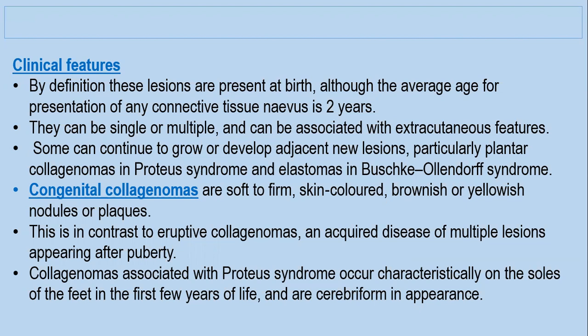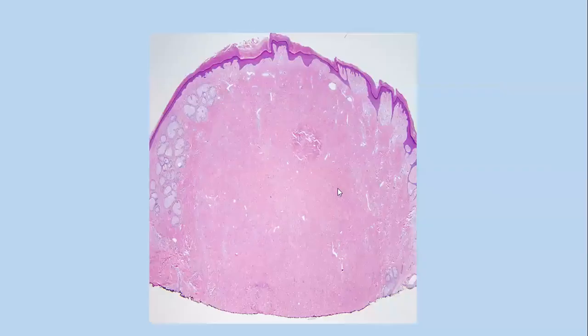Then congenital collagenomas. The congenital collagenomas are soft, firm, skin-colored, brownish or yellowish nodules or plaques. This is in contrast to eruptive collagenomas, an acquired disease of multiple lesions appearing after puberty. The collagenomas are associated with Proteus syndrome, occurring characteristically on the sole and feet in the first few years of life, and are cerebriform in appearance. You can see them. This is a collagenoma with proliferation of collagen bundles in a nodular fashion, but non-encapsulated.